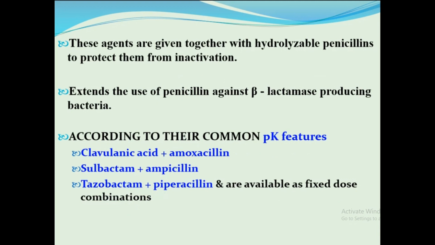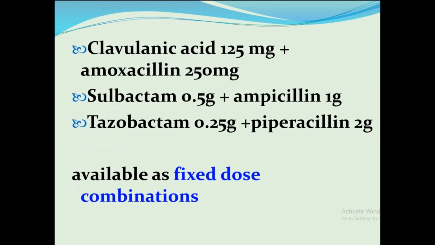These agents are given together with the hydrolyzable penicillins to protect them from inactivation. This has extended the use of penicillin against beta-lactamase producing bacteria. So you can see clavulanic acid with amoxicillin, sulbactam with ampicillin, tazobactam with piperacillin. These are fixed dose combinations and are used widely, available in multiple strengths. I don't want to get into it; you will know it well enough, because piperacillin-tazobactam ranges from 2.25 gram to 4.5 gram depending on the requirement of the patient, as per their body weight or renal or hepatic adjustment.